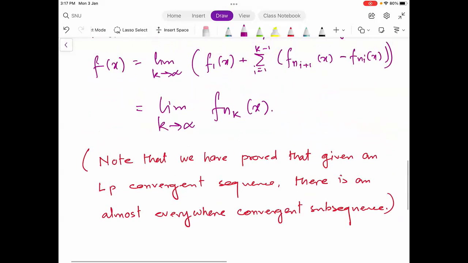This f is obviously my candidate for the limit of the L^p sequence. I have, oh, not convergent. I'm sorry. Someone should have told me.